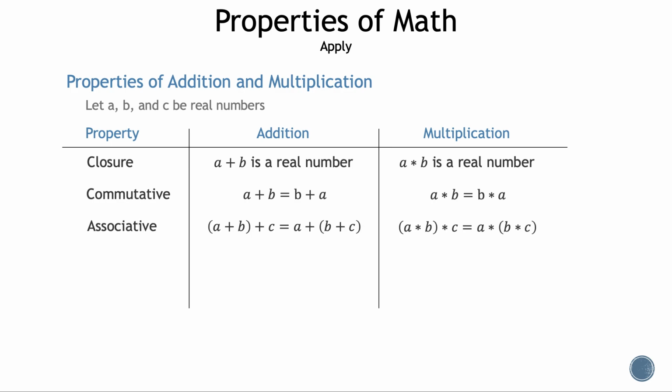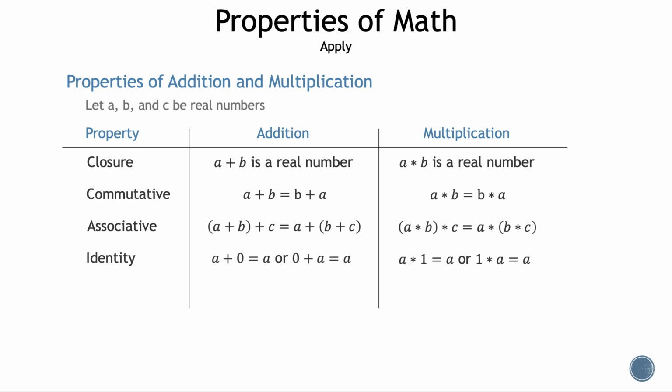Let's move on to associative. Let's shorten the word to associate. What does that bring to your mind? Well, we have a certain amount of people all in the same room. It doesn't matter how we group them together. They will always be together.